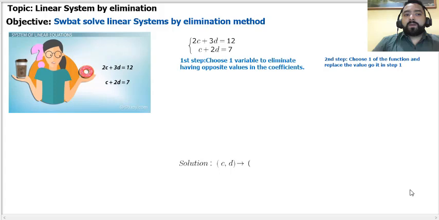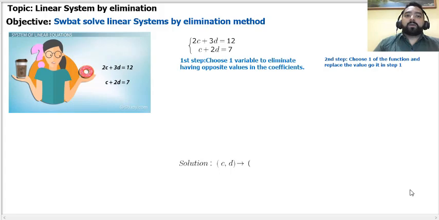Everyone, today I will explain how to solve a linear system by the elimination method. Remember, we are going to try to eliminate one of the variables because in a system we have two variables. They can be x and y, c and d, y and c, any variables, but there need to be two variables. So we are going to try to eliminate one variable, and when we eliminate it, we are going to get the value for the second variable.